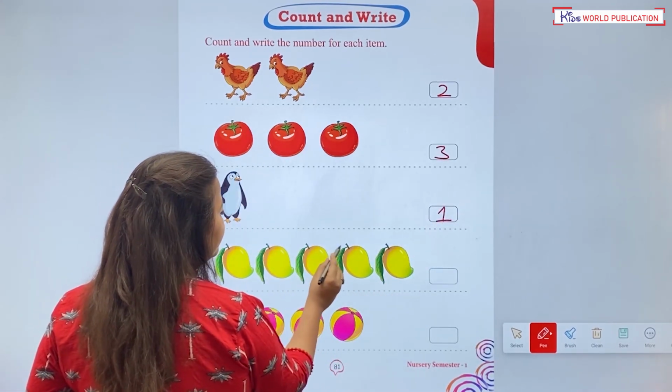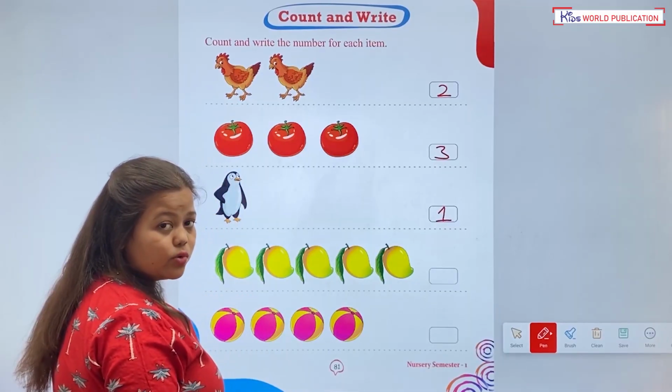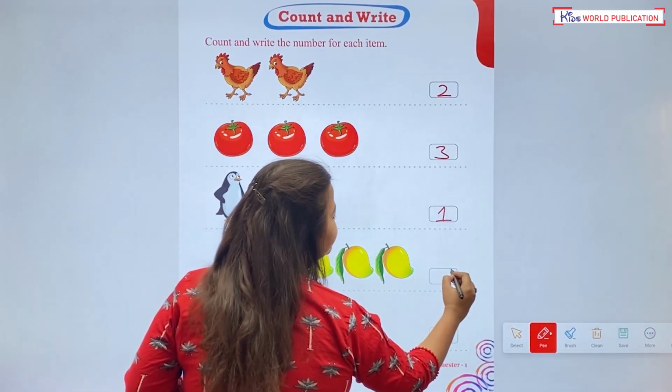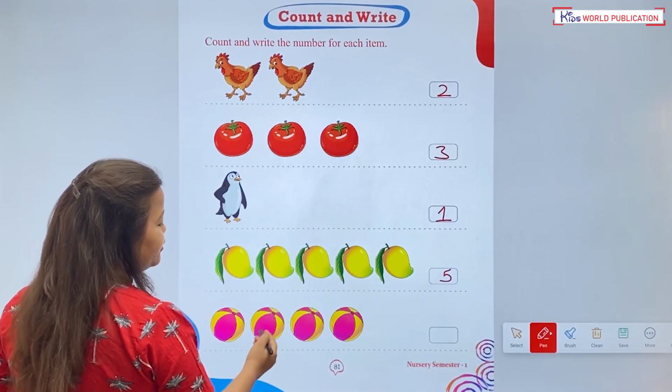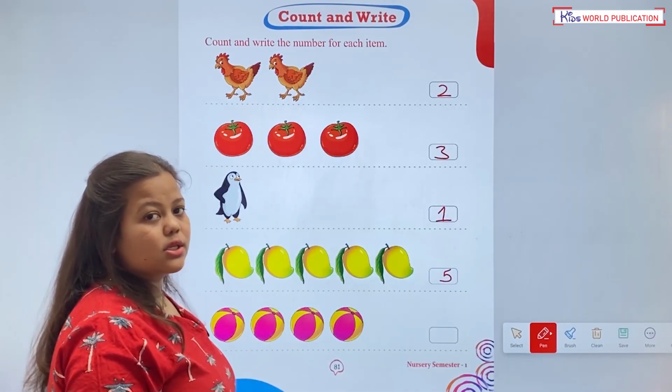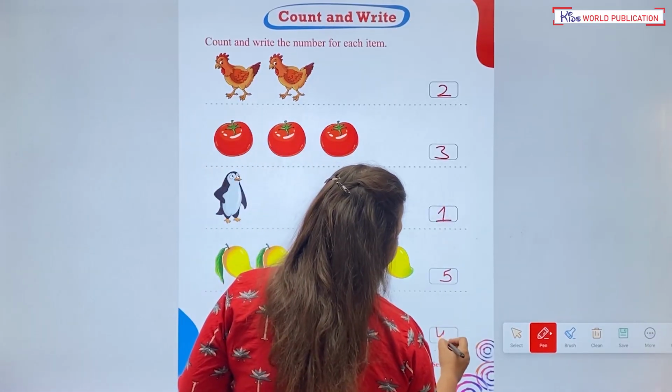1, 2, 3, 4, 5. 5 mangoes. So we will write number 5. 1, 2, 3, 4. 4 balls. We will write number 4.